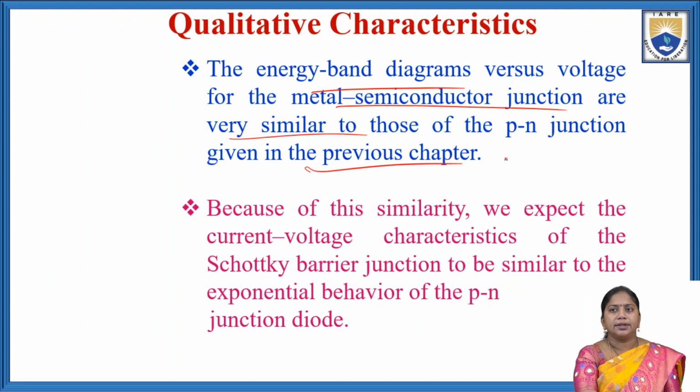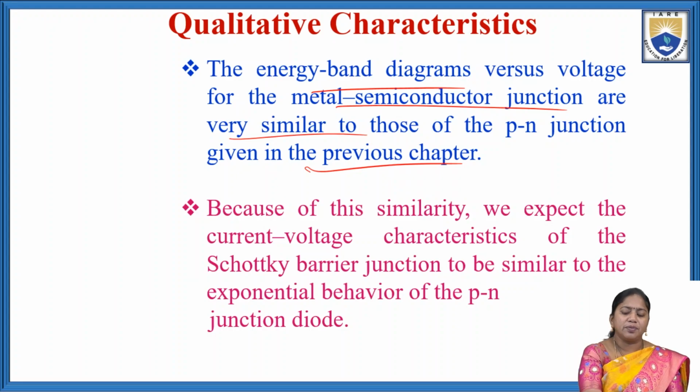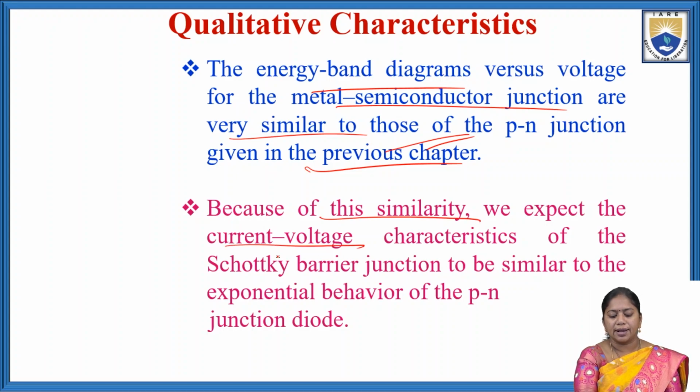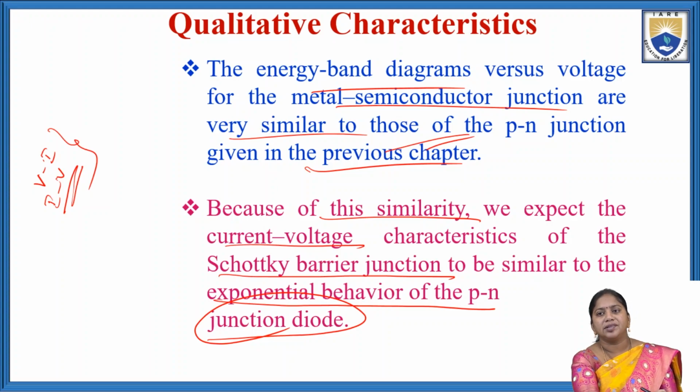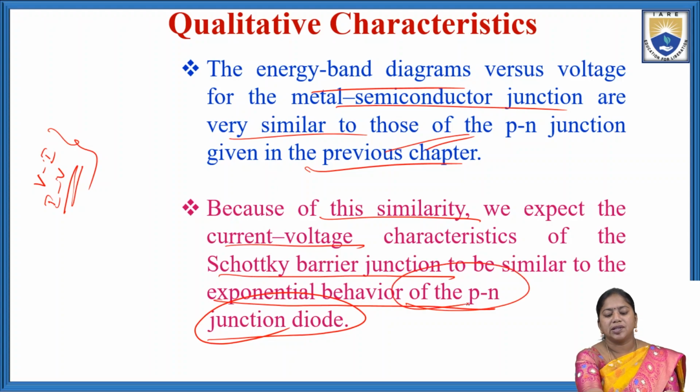So the energy band diagram versus voltage for the metal semiconductor junction is similar to the PN junction. Because of this similarity, we expect that the current voltage characteristics of the Schottky barrier junction to be similar to the exponential behavior of the PN junction diodes. The IV characteristics of the Schottky barrier junction are very similar to the exponential behavior of the PN junction diode.